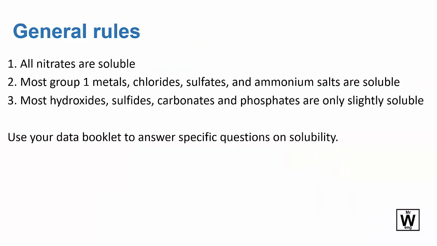So to determine whether something's soluble or not, you're actually going to refer to the data table, but it is also useful to have a general idea of whether you're on the right track. There are usually numerous lists of solubility rules. I've just condensed it down to 3. So all nitrates are soluble, and mostly all group 1 chlorides, sulfates and ammonium salts are soluble.